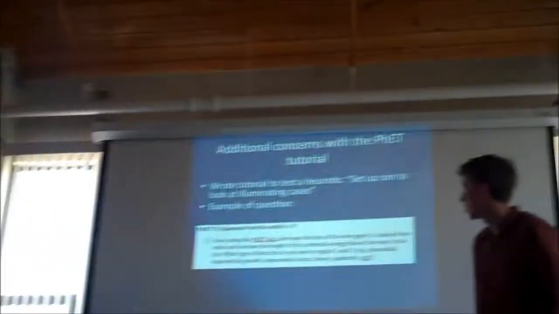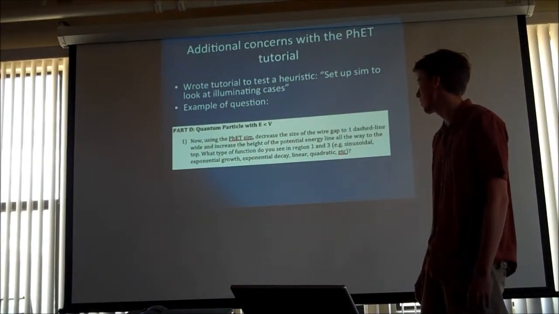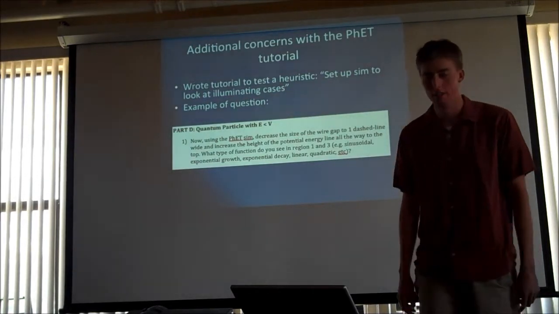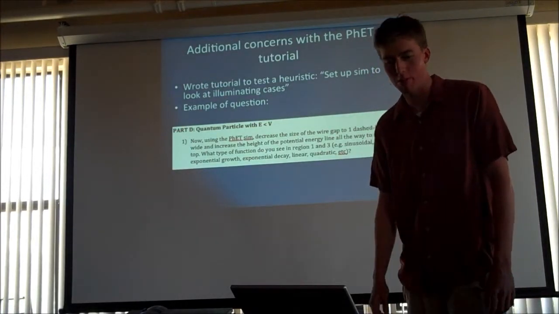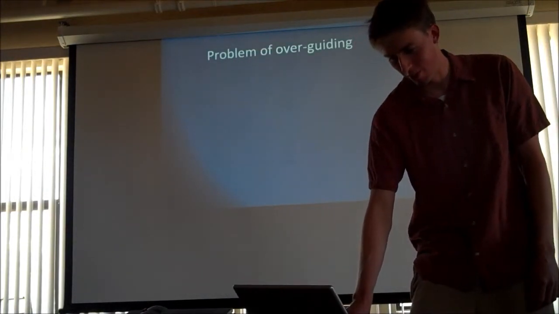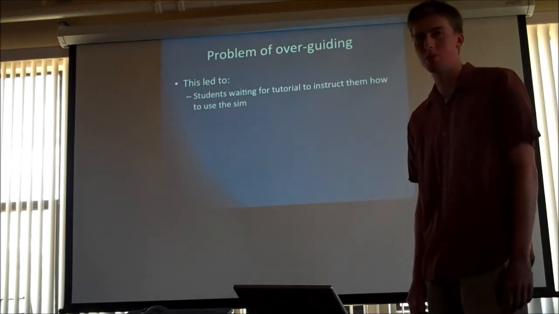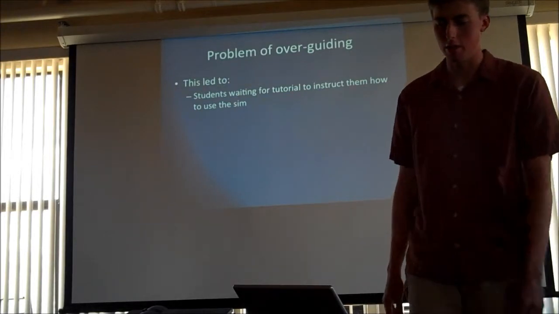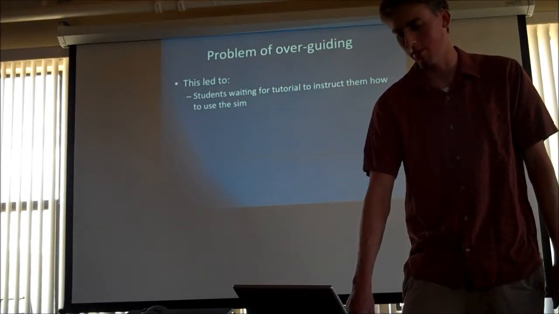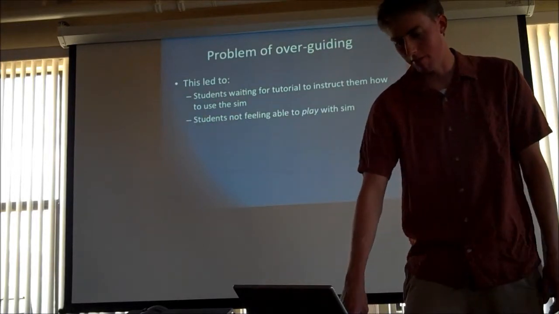So here's how I implemented this. I say, now using the FET sim, decrease the size of the wire gap to 1 dash line wide and increase the height of the potential energy all the way to the top. What type of function do you see? Without even really thinking about it, I was all of a sudden telling the students exactly what to do. So what problems did this create? First, it led the students to wait for the tutorial to tell them what to do. They weren't figuring out what to do or trying to answer questions on their own. They didn't feel like they could play with the sim.